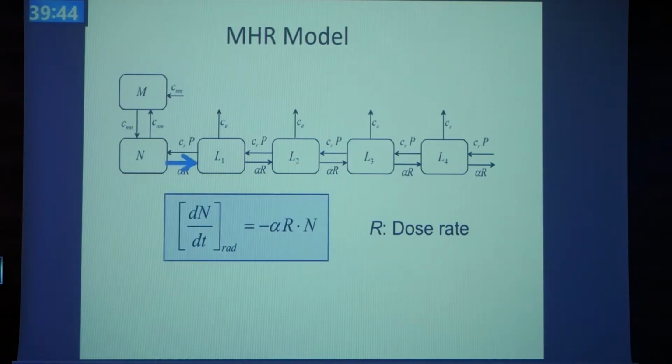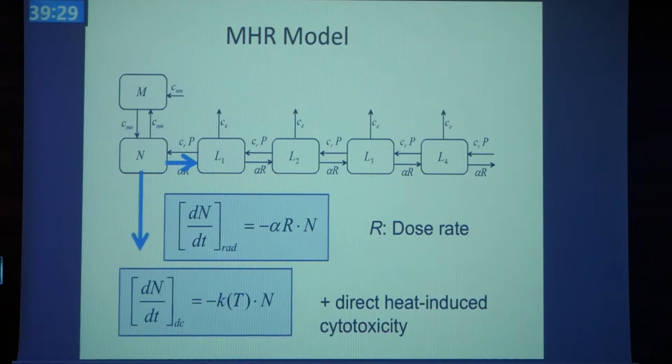The hit rate is assumed to be proportional to a radiosensitivity coefficient alpha. This is not the same coefficient as used for the linear quadratic law. It's assumed to be linearly proportional to the dose rate R. And in this model, in principle, we can add direct heat-induced cytotoxicity by a second outflow. This is not actually done because we restricted our research consequently to a temperature range below 43 degrees. So we focused only on the synergistic effect of heat and radiation.